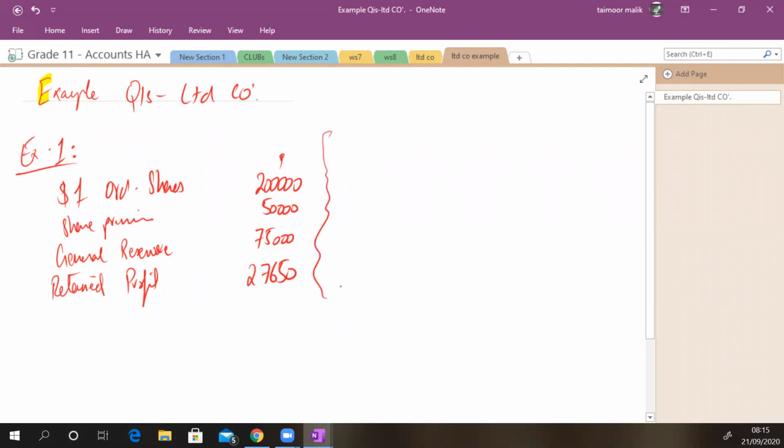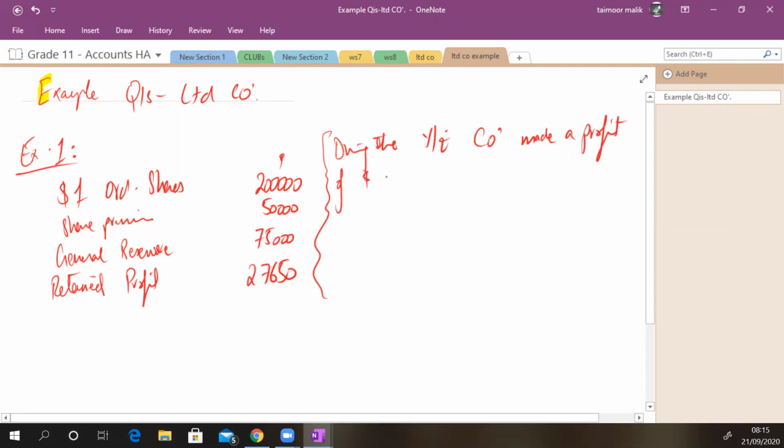Now, the main content of the question. During the year end, okay, the company made a profit of 96,250. Transferred to general reserve is 15,000.